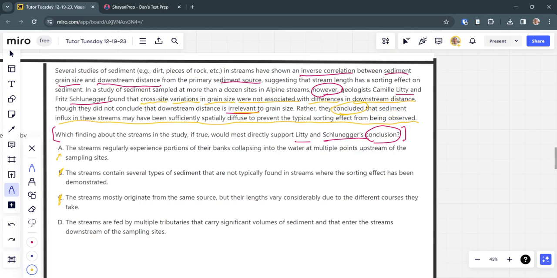The streams are fed by multiple tributaries that carry significant volumes of sediment and that enter the streams downstream of the... Well, if it's downstream of the sampling site, that wouldn't really make sense, because now we're past the sampling site where they took the samples. So we want to be upstream of the sampling sites. If they experience portions of the banks collapsing at multiple points upstream, then that means sediment influx may have been sufficiently spatially diffuse. It might have been spaced apart enough, and that's really what we're trying to support here.